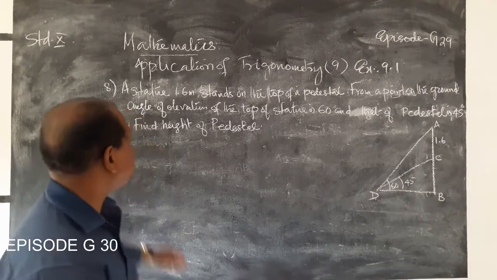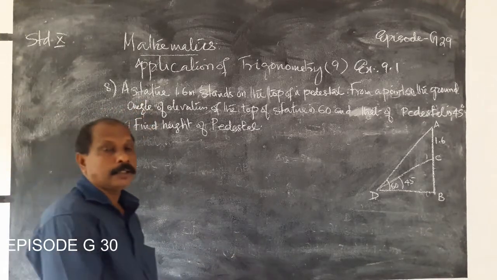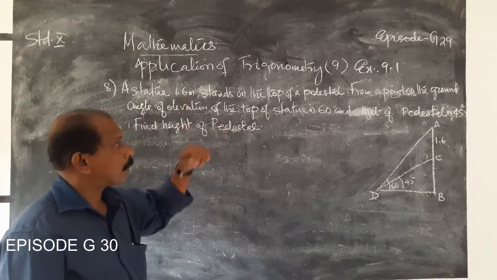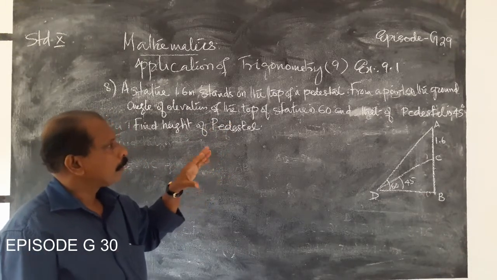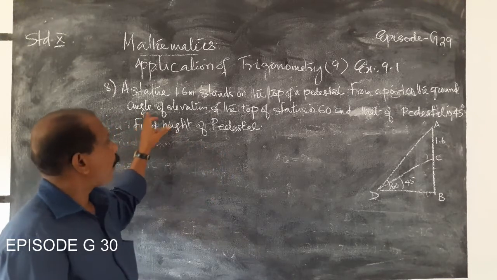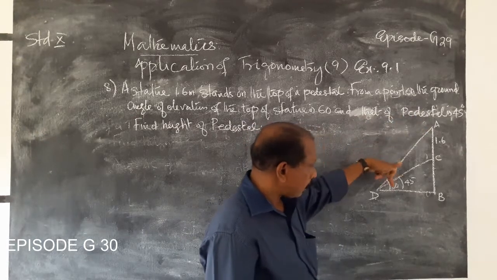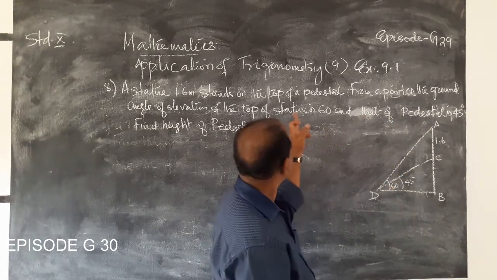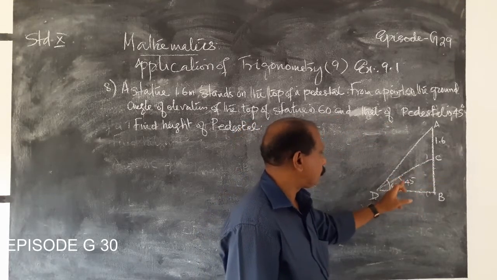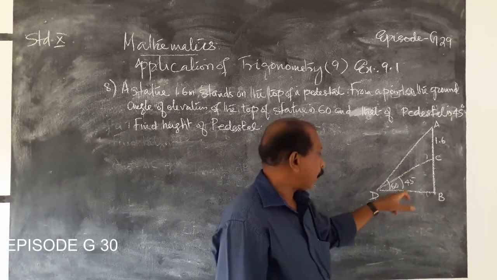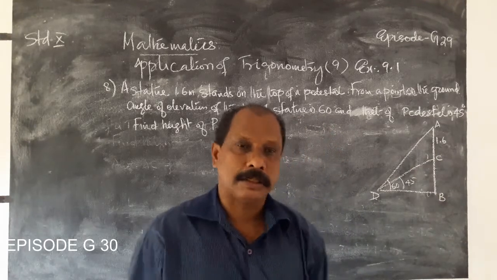Then the next question is the 8th question. A statue, the height of the statue is 1.6 meters, stands on the top of a pedestal. Pedestal means a base. From a point on the ground, the angle of elevation of the top of the statue is 60 degrees, that is DA makes an angle 60 with the base. And the angle to the top of the pedestal is 45 degree, that is BC makes an angle 45 degree. We can find out the height of the pedestal, that is H.